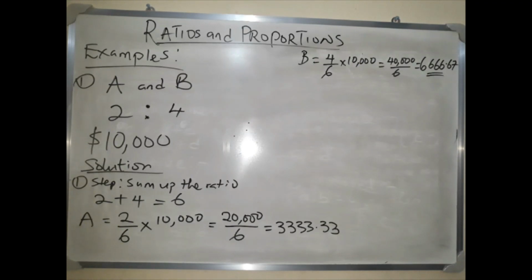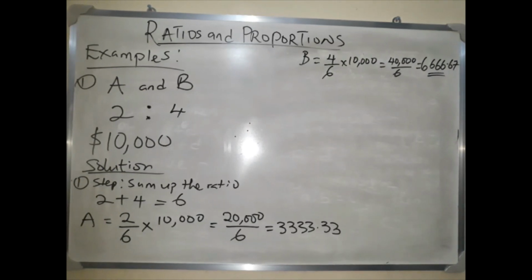So you can see how easy it is to obtain the share for a particular amount to be shared among two individuals. The first thing you have to do is sum up the ratio. Then you divide each individual ratio by the total sum and multiply it by the total amount to be divided. I hope that's clear. Now let's go to the second question.